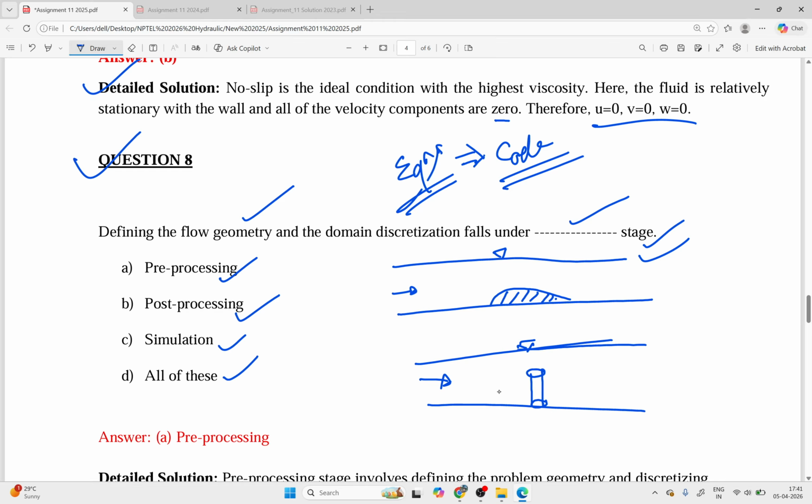We have defined the geometry. Sometimes for defining geometry, you need some CAD model, like AutoCAD, also SolidWorks. So these are for defining your geometry. Then discretization: there are tools, so you have to discretize.